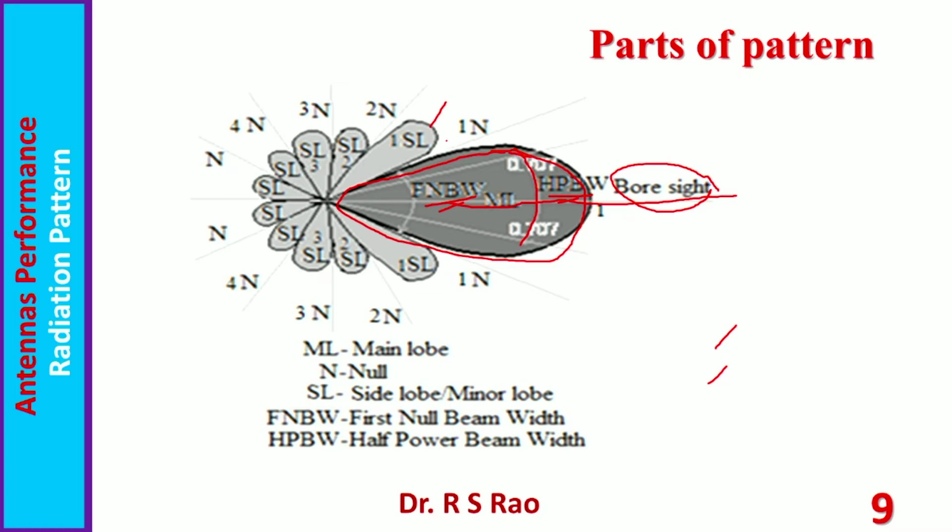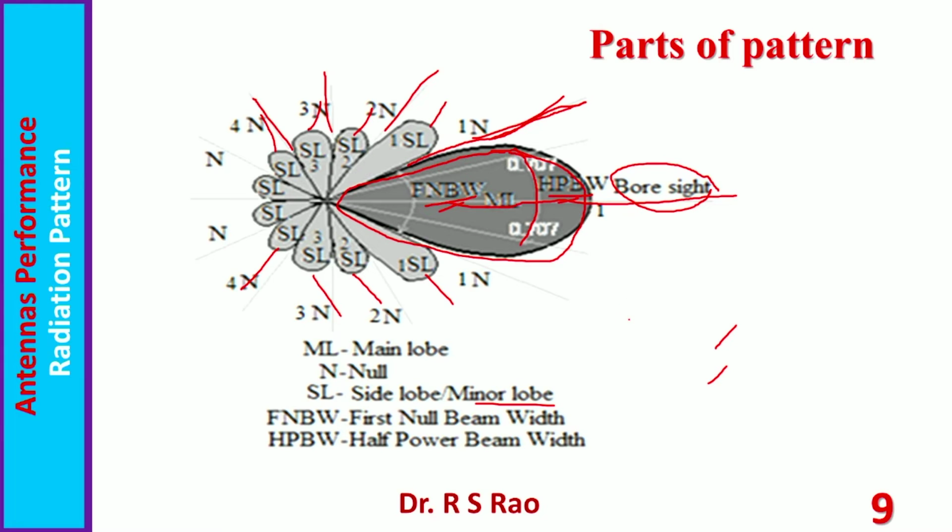Side lobes: first side lobe, second side lobe, third side lobe, fourth side lobe, like that several side lobes. Side lobes are also called minor lobes. Between two lobes, there exists a region where there is no radiation. That region is called the null region. So this is first null, second null, third null, fourth null, like this.